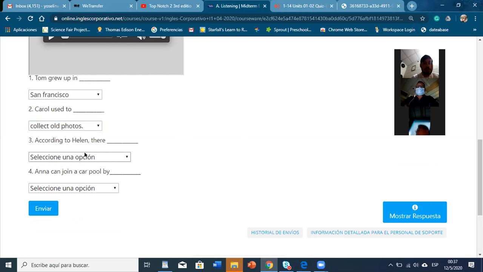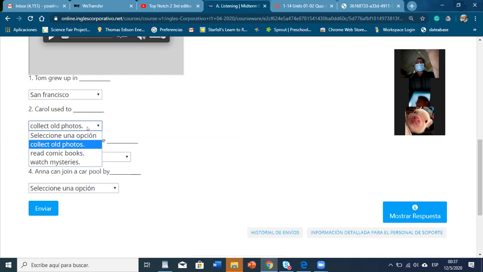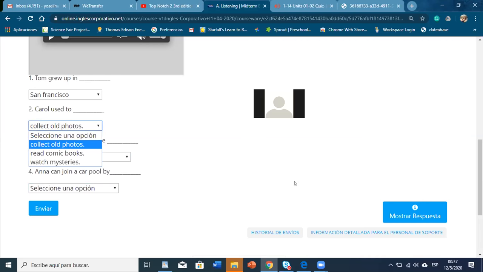Very good. 3, according to Helen. Teacher Giuseppe is collecting all photos. Read comic books. I will answer what the majority says, and then we're going to check. Okay. So the majority says collect. Guys, give me the answer. Collect all photos. Read comic books. Okay, the majority is saying read comic books.